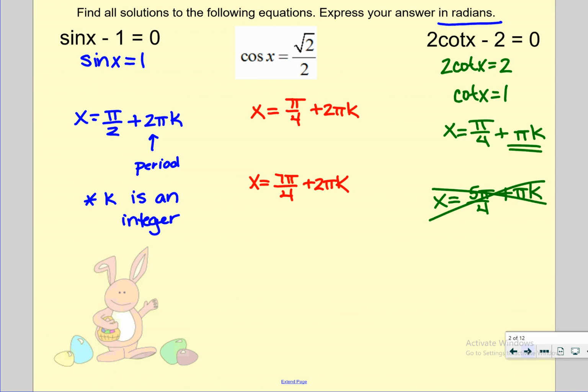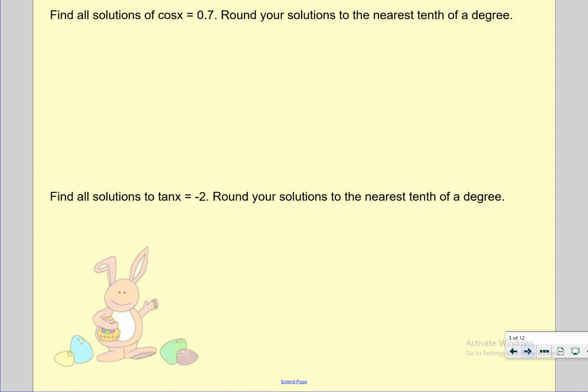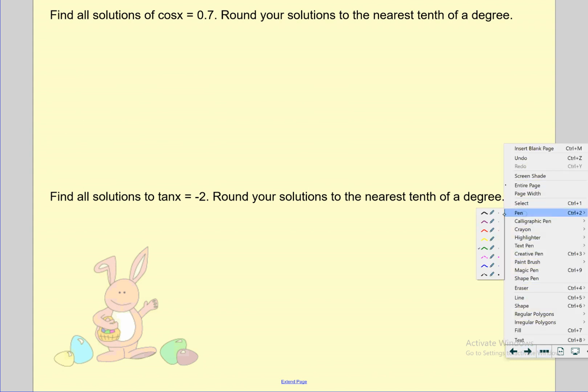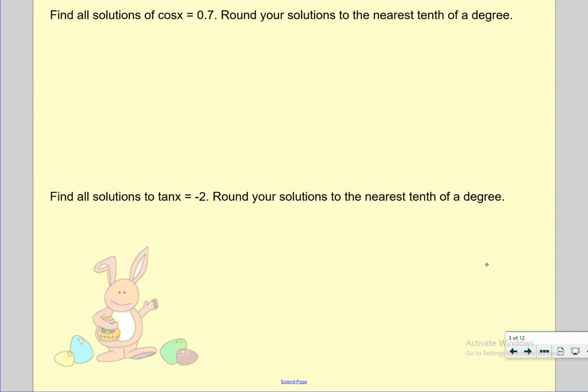Okay, moving on. All right, so let's talk about ones. These are the ones we're going to need our calculator for if they're not on our unit circle. All right, so find all solutions for cosine of x equals 0.7. We're going to round solutions to the nearest tenth of a degree. Okay, so if it says round, if it's a value that we know, like cosine goes between -1 and 1, 0.7 is a value of cosine. It's just not on our circle. This is where we use inverse functions.